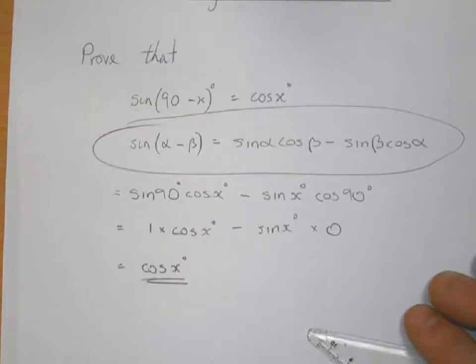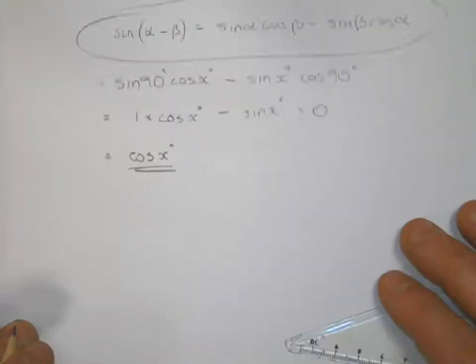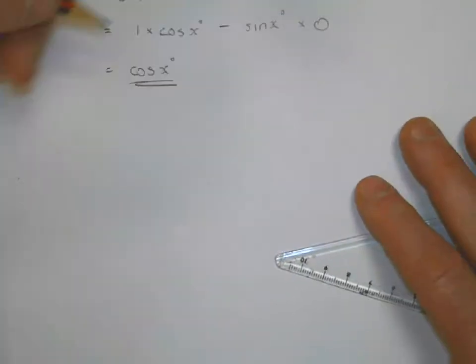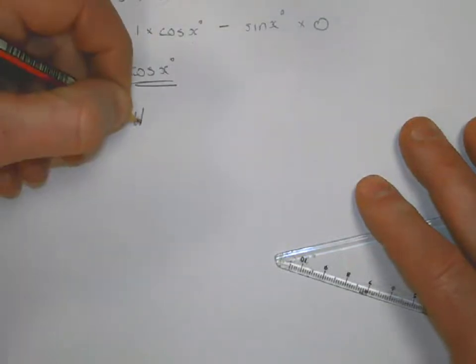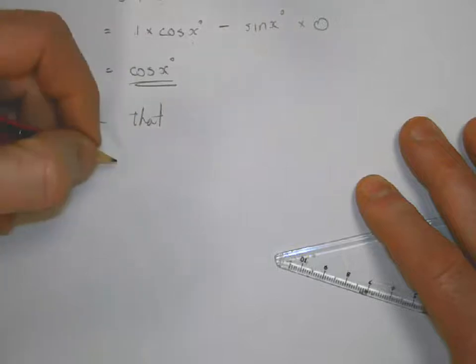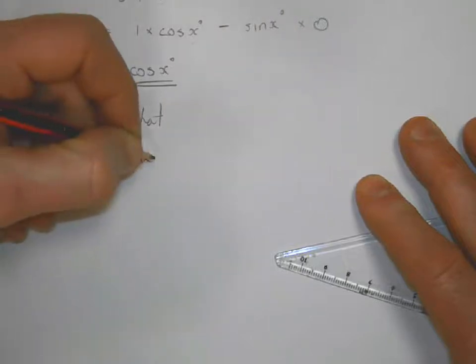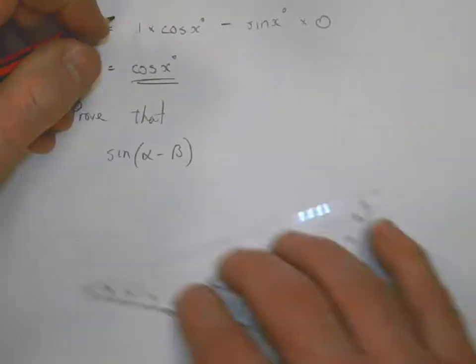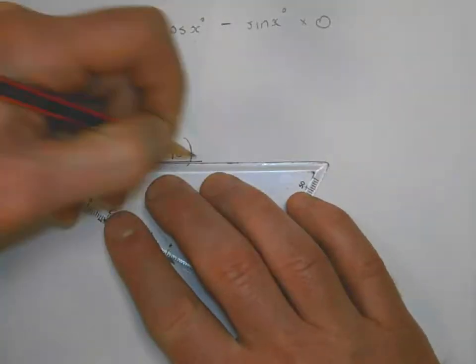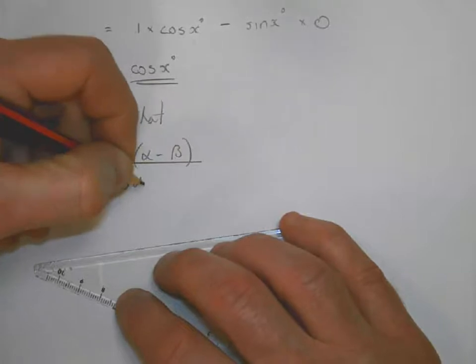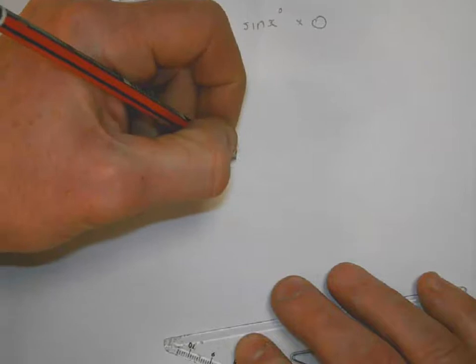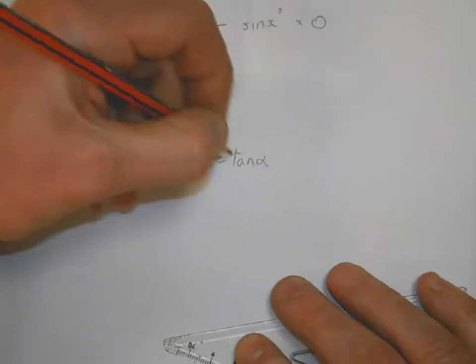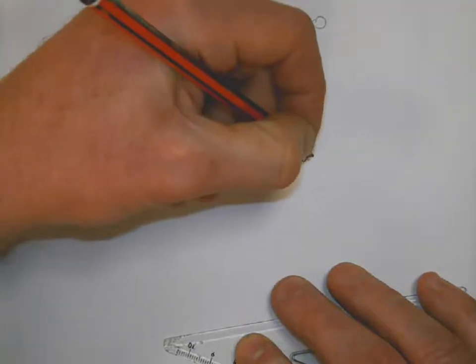Now, a harder example of that is prove that sine alpha minus beta over cos alpha cos beta equals tan alpha minus tan beta.